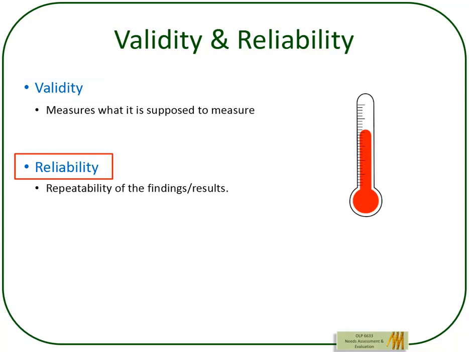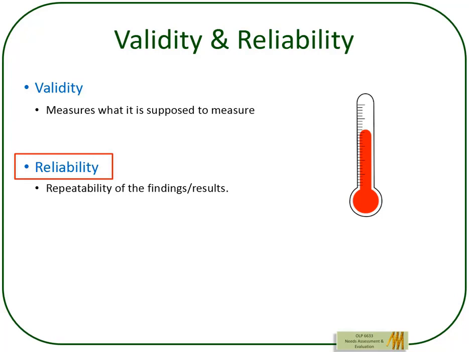On the other hand, reliability, as I said, is the repeatability of the findings. So in terms of our thermometer, what reliability means is that every time we put that thermometer in a 50-degree pot of water, it says 50 degrees. And every time we put it in an 80-degree pot of water, it says 80 degrees. So it's the repeatability, if we measure it over and over and over, we will get the same result over and over and over if that result has not changed. That's what reliability means.